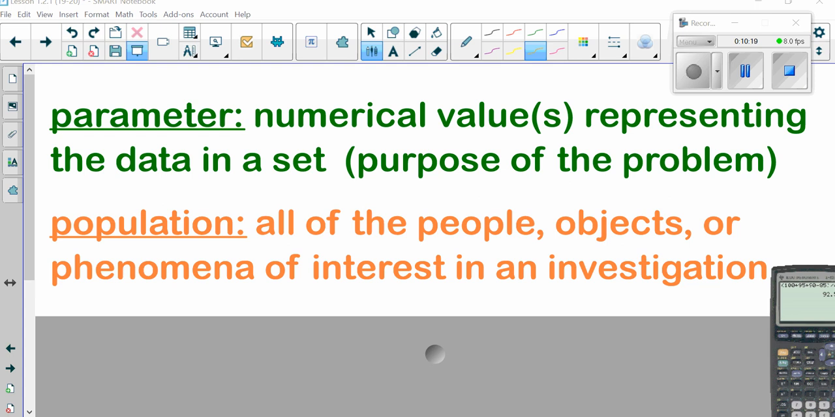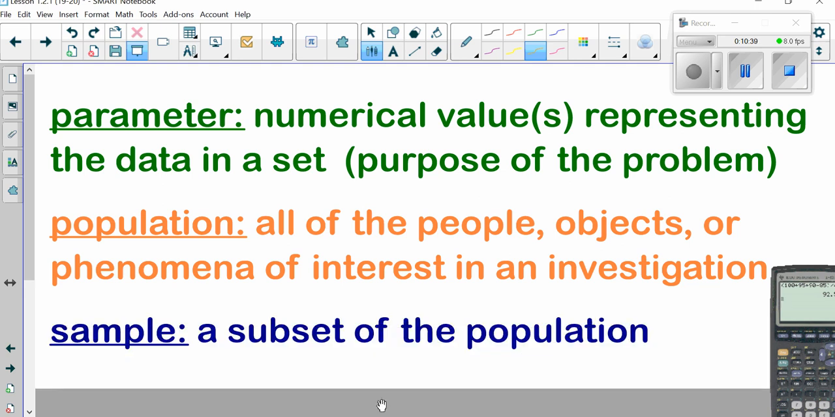The population is all of the people, objects, or phenomena of interest in an investigation. So the population would typically be all possibilities, and it'll make more sense as we go through examples with these. The last term is a sample, and a sample is just a subset of the population.